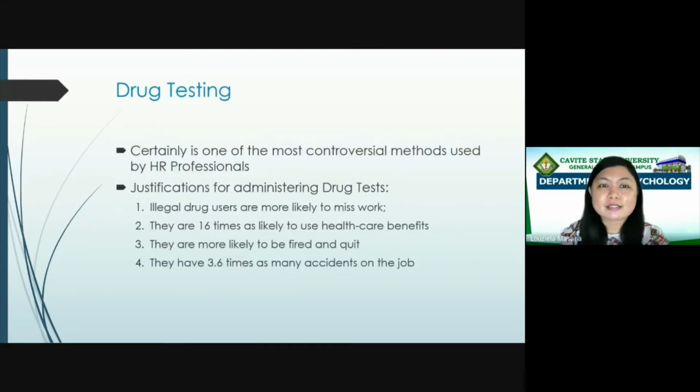So yung drug testing, it is one of the most controversial methods used by HR personnel. Bakit ba kailangang mag-drug test? Kasi syempre kapag under the influence of drugs, baka hindi makapagtrabaho ng maayos, hindi pumasok araw-araw, and they are more likely na mag-quit dun sa trabaho or ma-fire sa trabaho dahil sa kanilang behaviors brought about by drug use. So, important yung drug testing in terms of the selection of employees.